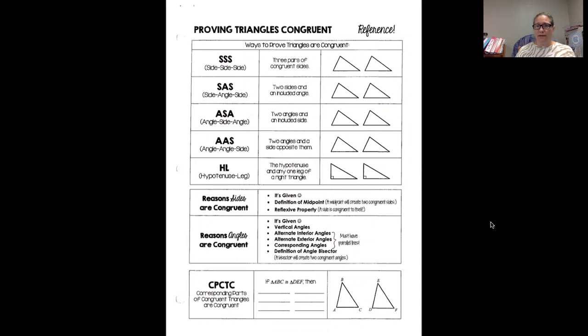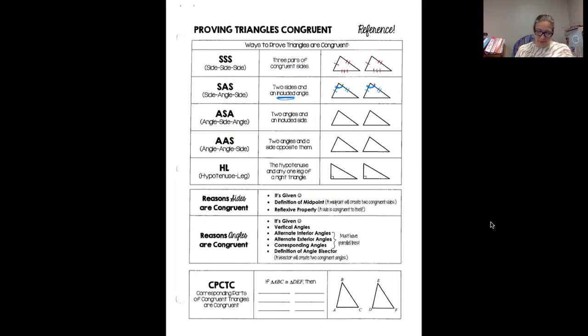The first way is side, side, side. That means we can say this side is congruent to this side, and this side is congruent to this side. When we are looking at side angle side, we're looking at 2 sides and the included angle. That means the angle between them. So if this side is congruent to this side and this side is congruent to this side, then in order to prove that they're congruent by side angle side, the angle in the middle must also be congruent.